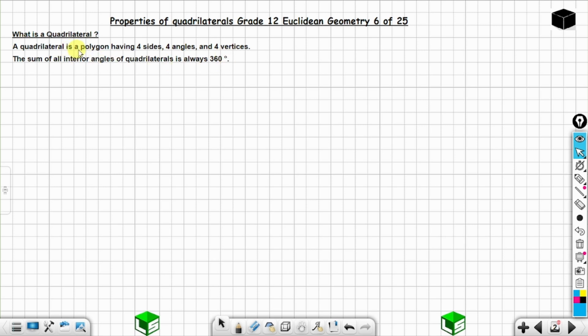And what is a polygon? A polygon is a closed two-dimensional shape bounded by straight lines. So a circle is not a polygon because it is not bounded by straight lines. A circle is bounded by a curve.